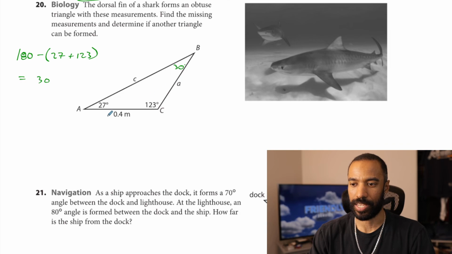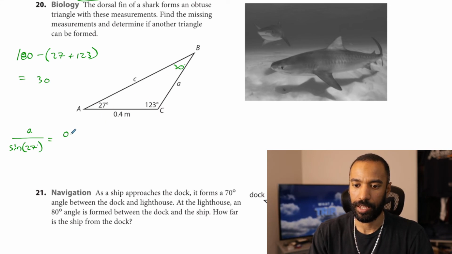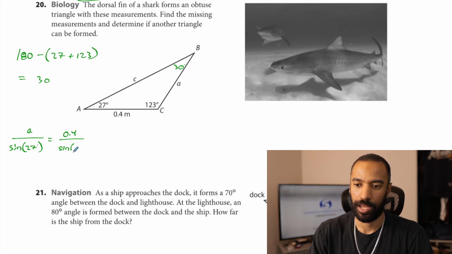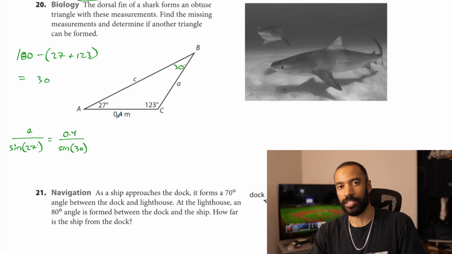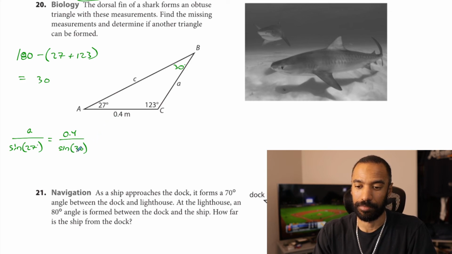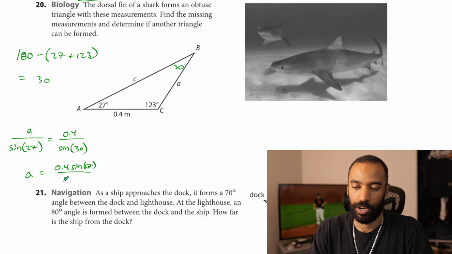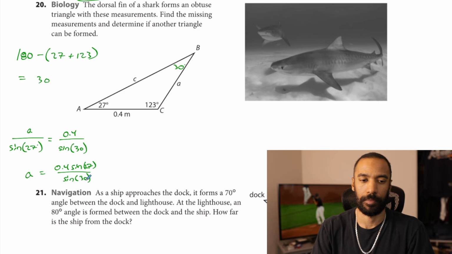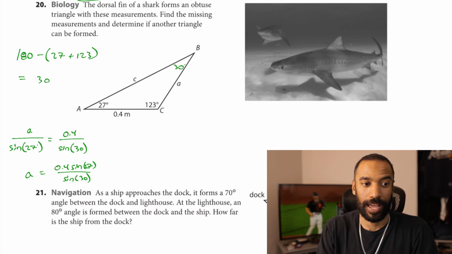So now when we find, say, side length a, we'll do a over sine of A equals b over sine of B. Sine of 30 is exactly 1/2, just so you know, but we'll get to that later. So 0.4 times sine of 27 over sine of 30, so 0.4 times sine of 27 over 1/2.